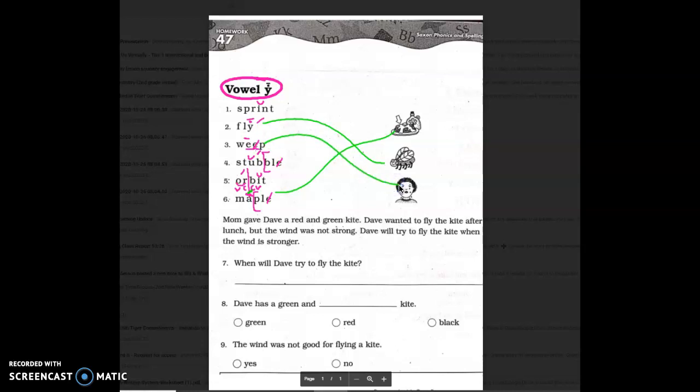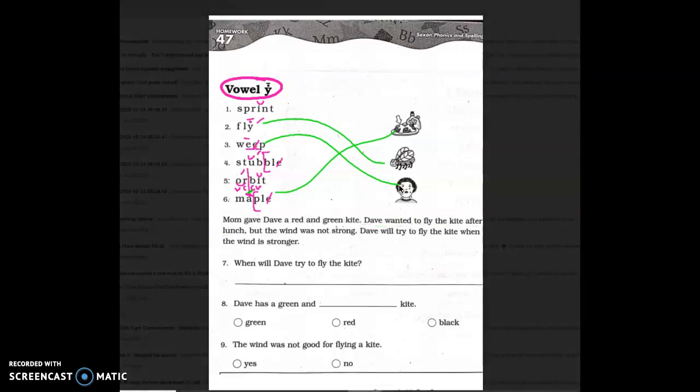Okay, let's read our story together, and we're going to answer the quick questions. Mom gave Dave a red and green kite. Dave wanted to fly the kite after lunch, but the wind was not strong. Dave will try to fly the kite when the wind is stronger. So we need to underline our important details to help us with these answers.